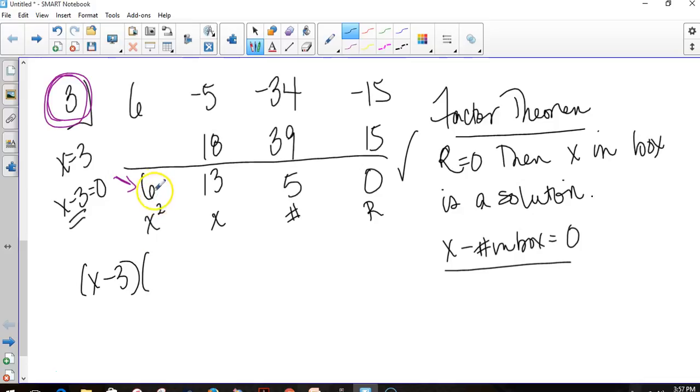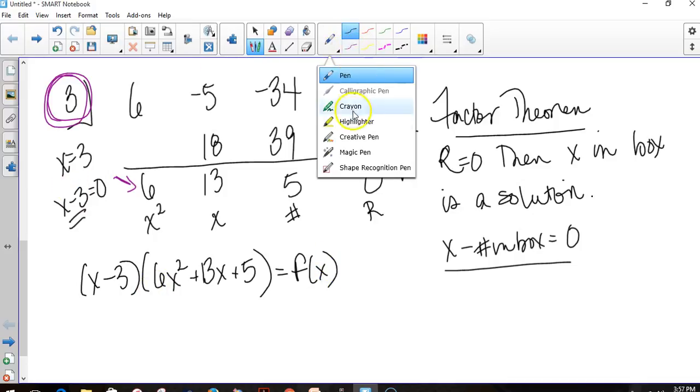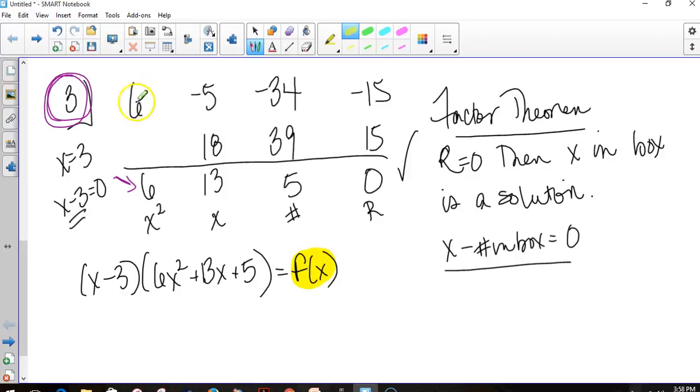So this expression, the 6, 13, 5, 0, well, 0 is the remainder. He goes. That's a positive 5. This is a positive 13x. And this is a positive 6x squared. And this is another way to say the f of x that I have listed right here. It's just we're ignoring the variables because we know that they're going to count up in order.